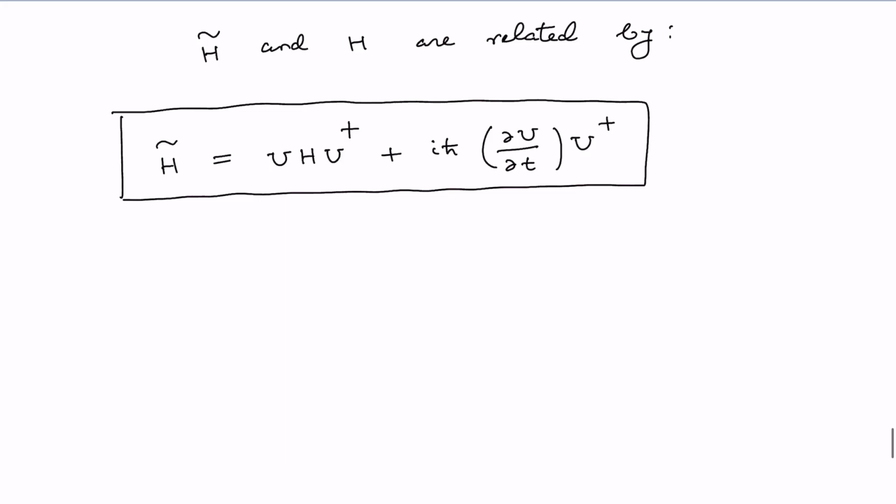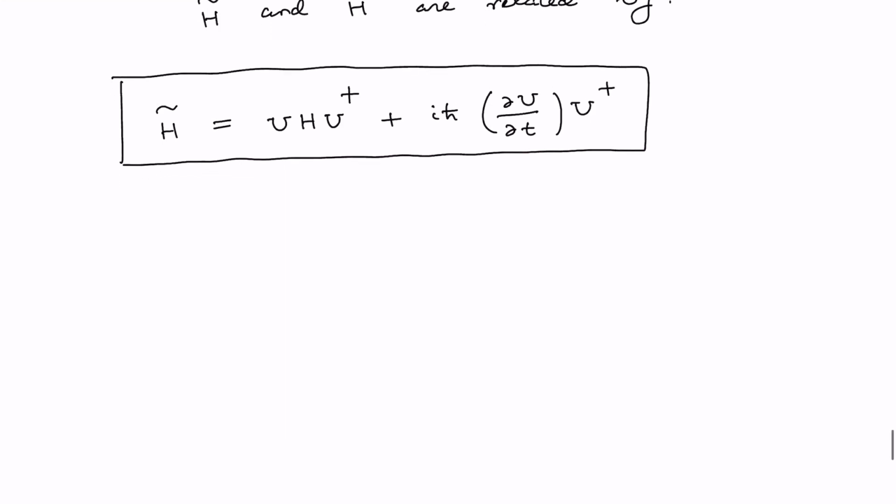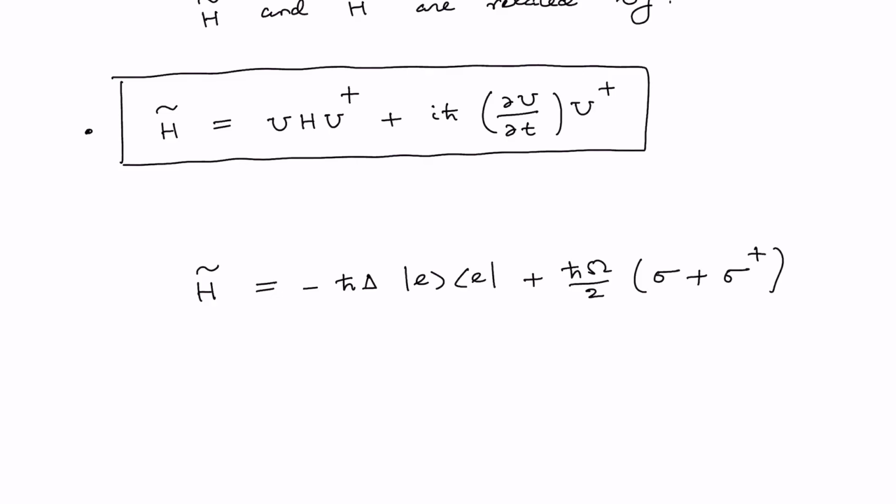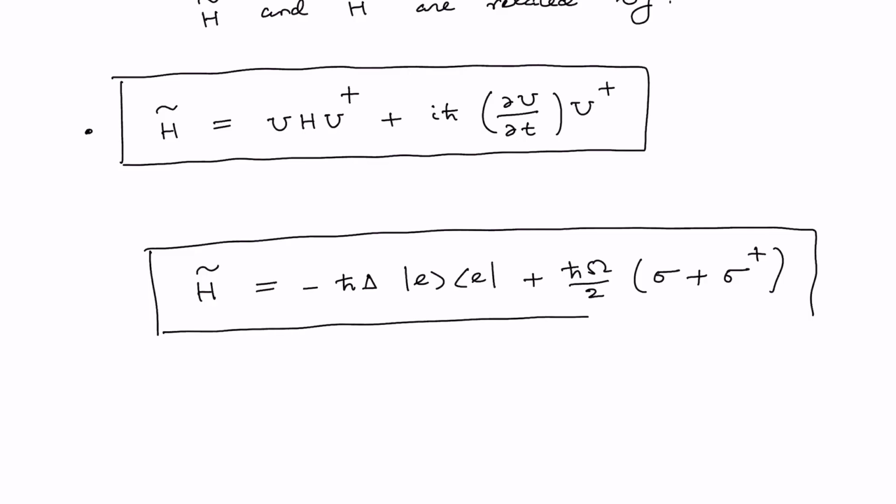Now, coming back to our two-level atom interacting with the classical light field, we can show by using this relation that H tilde, our new Hamiltonian in the rotating frame of reference, is simply H tilde equal to minus ħΔ |e⟩⟨e| plus ħΩ/2 (σ plus σ dagger). Now you see we are getting rid of the time dependent term here. Let me stop here for today.